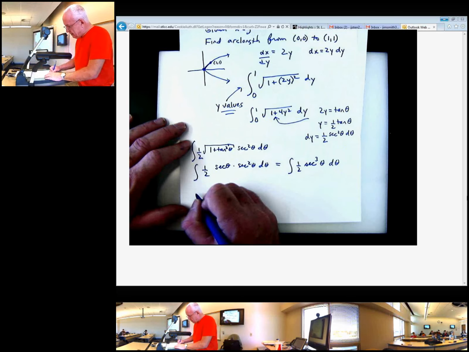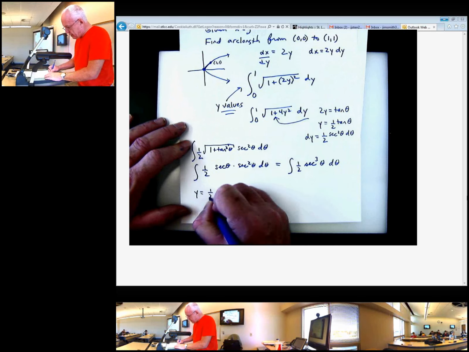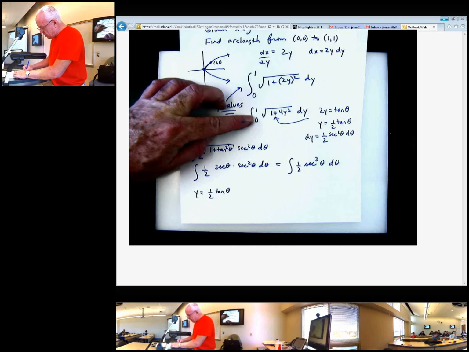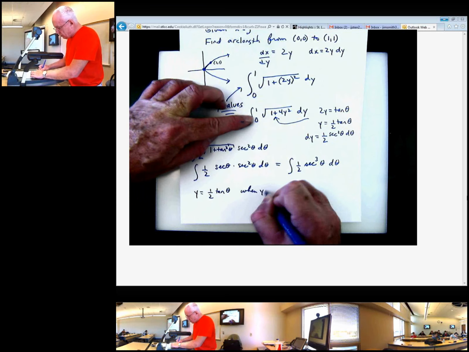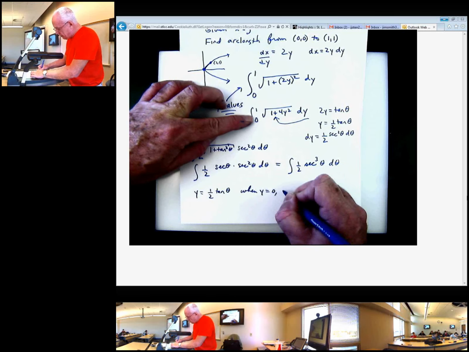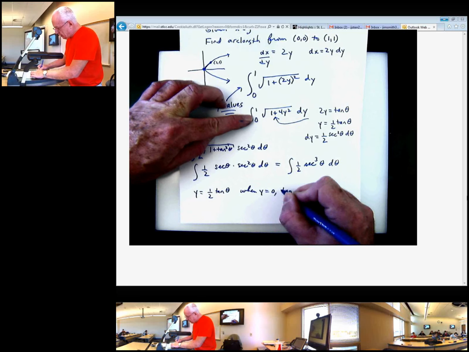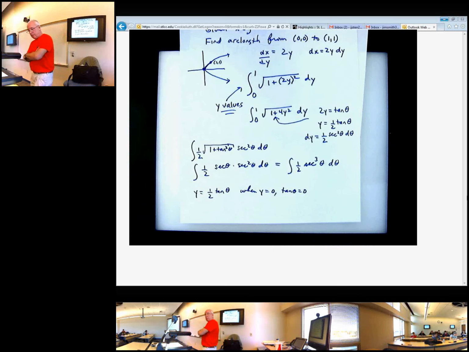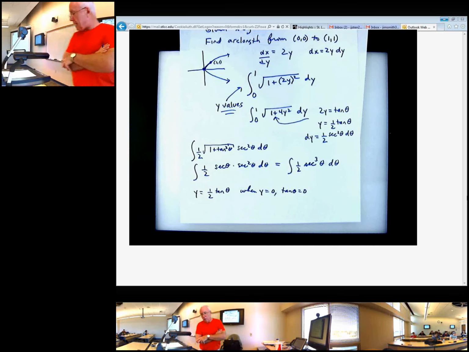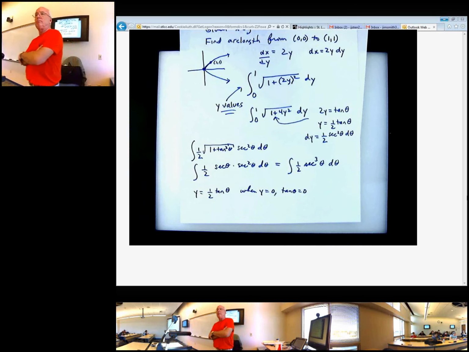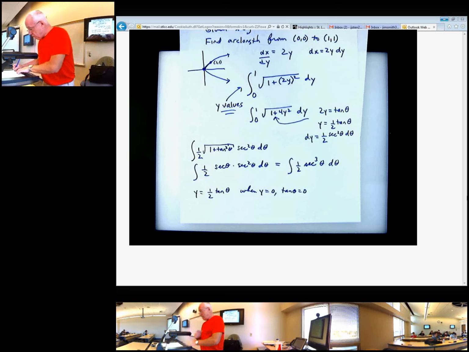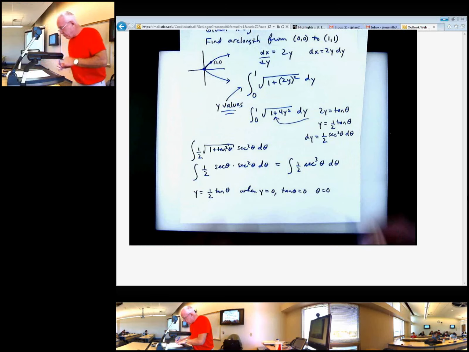So we have y is equal to 1/2 tangent of theta. Our first value for y is 0. So when y is equal to 0, tangent of theta has to also equal 0, right? So what would be that theta angle value? 0, right. Tangent of 0 is 0. So therefore, theta is equal to 0.